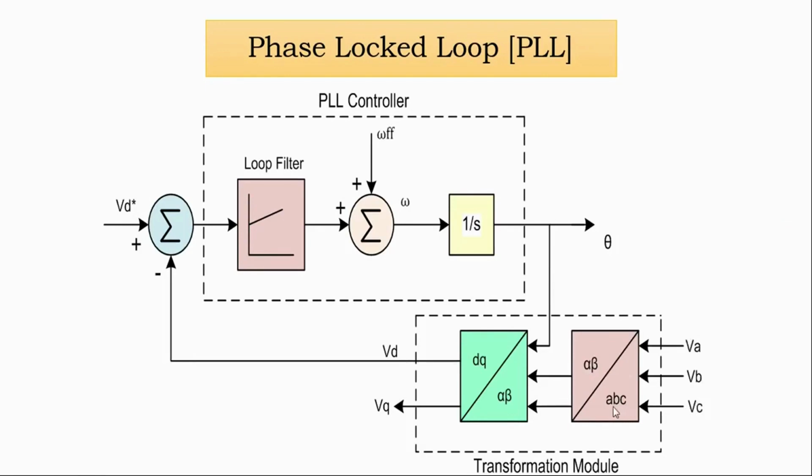Converting this ABC, both are rotating reference frame, to alpha beta, 3 phase to 2 phase quantity, and that alpha beta is going to be converted into DQ axis, and theta has been sensed. This VQ we can take it as a 0, and VD star is generated from the voltage reference. And with this phase lock loop controller, we have the filter circuit, controllers, and the 1/s, that is the integrator block.